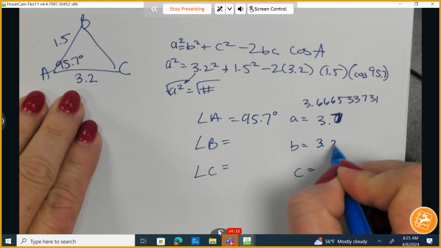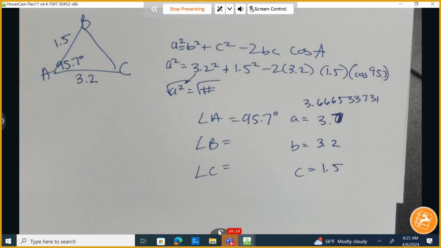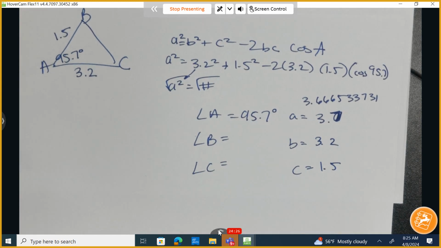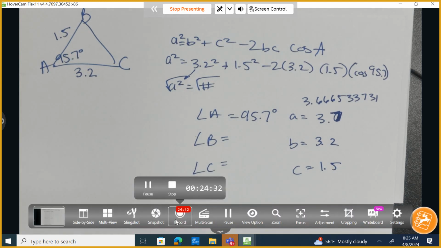Side B is 3.2, side C is 1.5. All right, I'm going to press pause. I want you to use law of sines to go back and now solve for these two, and I'll come back with you. Please press pause.